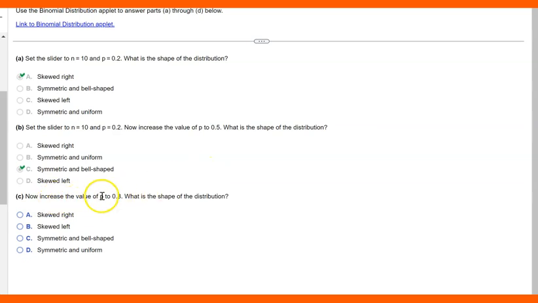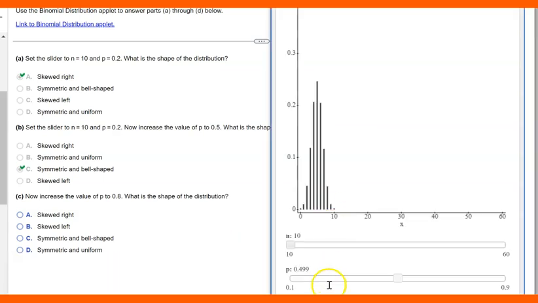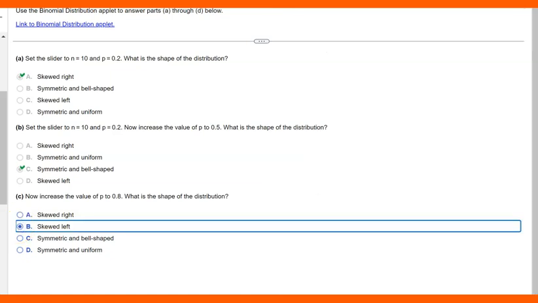Now increase the value of p from 0.5 to 0.8. Let's change the p value, make it close to 1. What's going to happen? Let's see. Here you go. n is fixed. Now increase the p value to 0.80. What's the shape of the distribution? It's obviously going to be skewed left now. Check the answer.